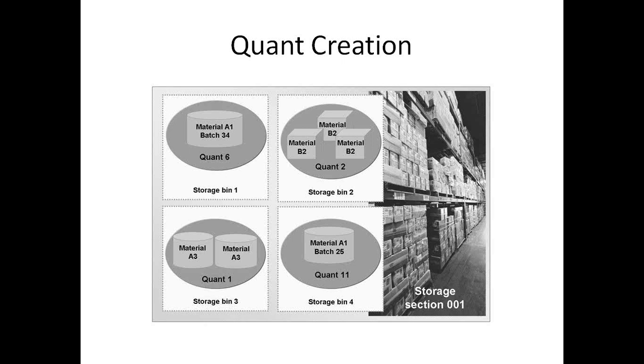If these criteria did not match with the other material, then a separate quant will be created in the storage bin. The criteria are actually the material number, the storage type or storage category, stock type or stock category, or special stocks, and plant and storage location combination.